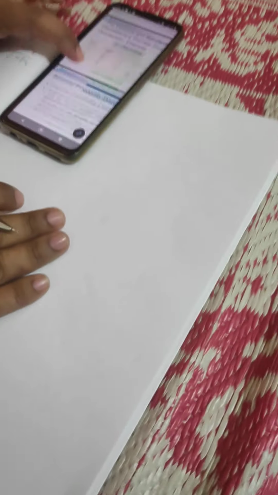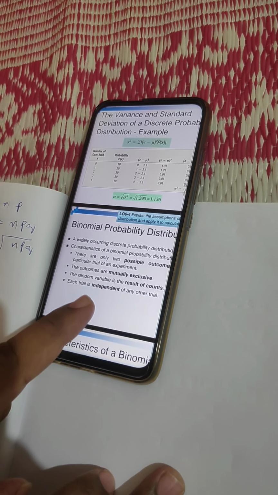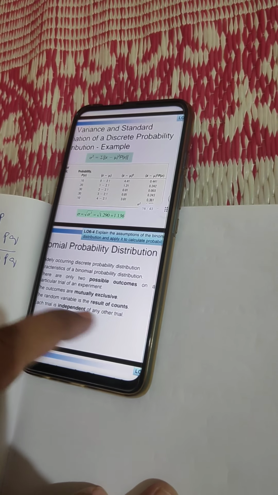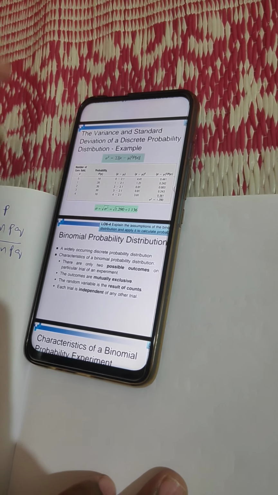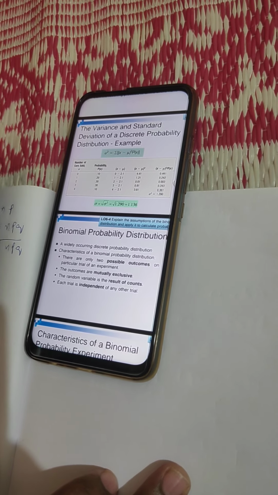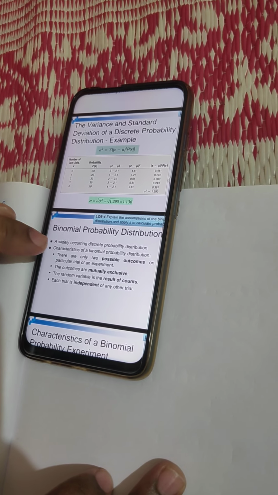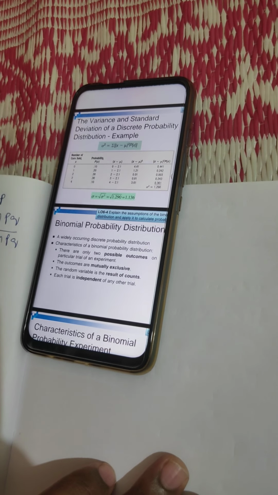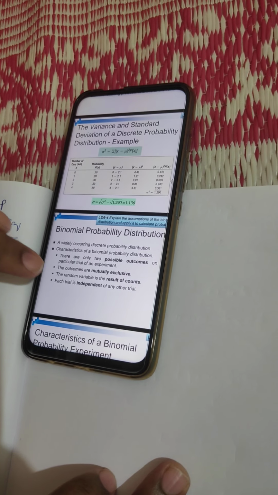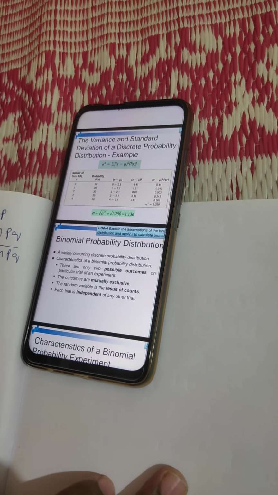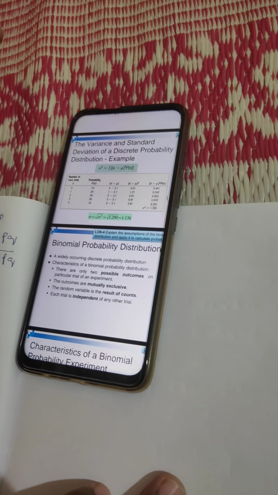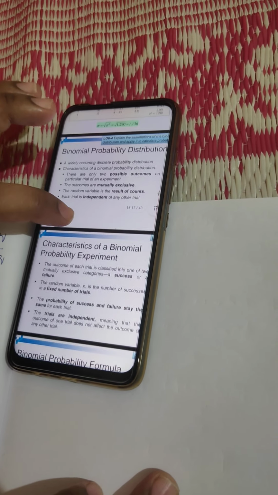So these are the assumptions. There are only two possible outcomes, as I said. On a particular trial of an experiment, the outcomes are mutually exclusive. The random variable is the result of counts, and each trial is independent of any other trial. They are not dependent. Each trial is independent. These are binomial distribution characteristics.